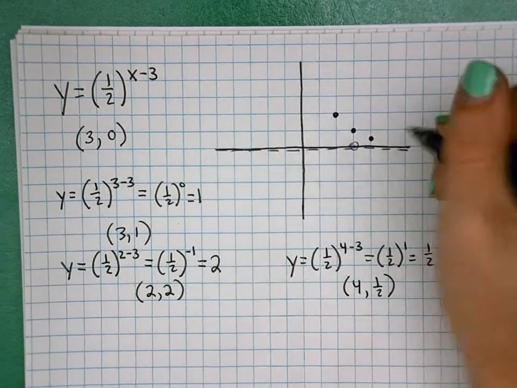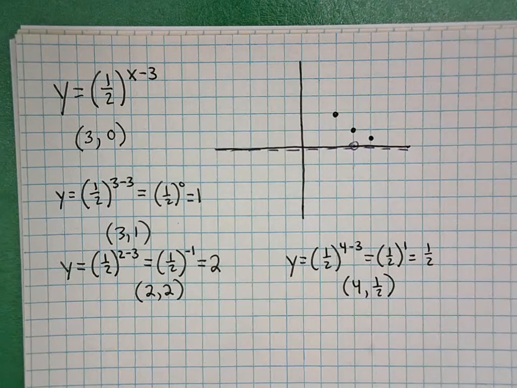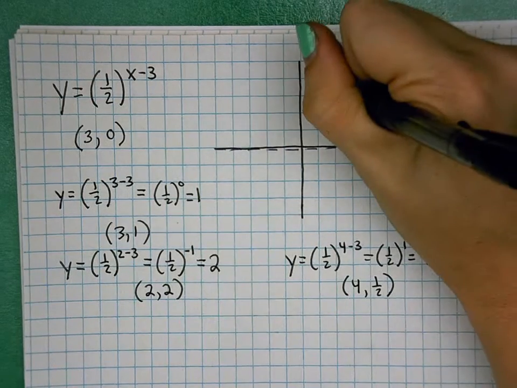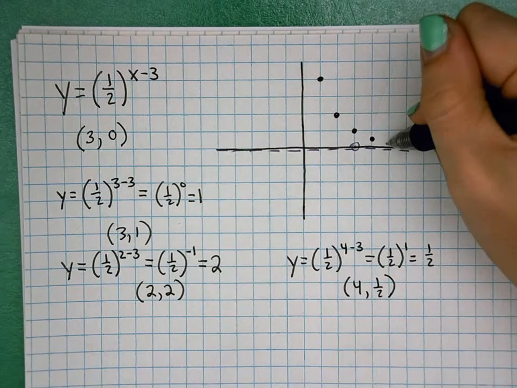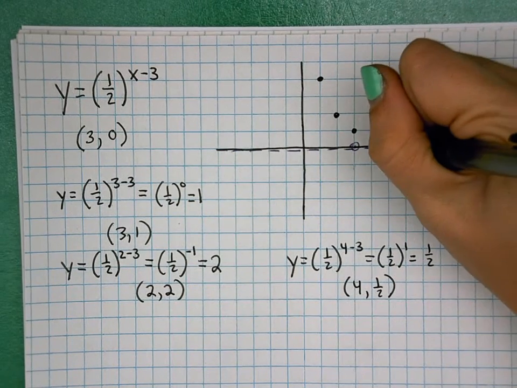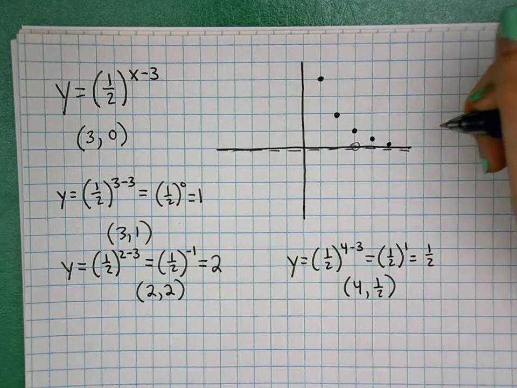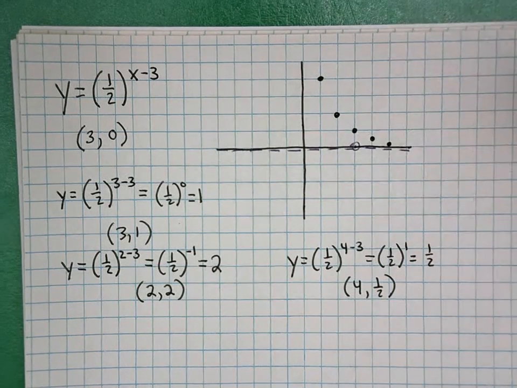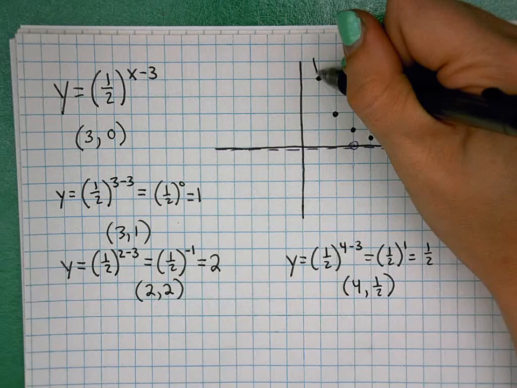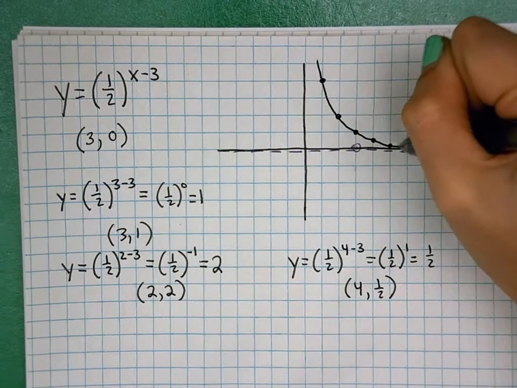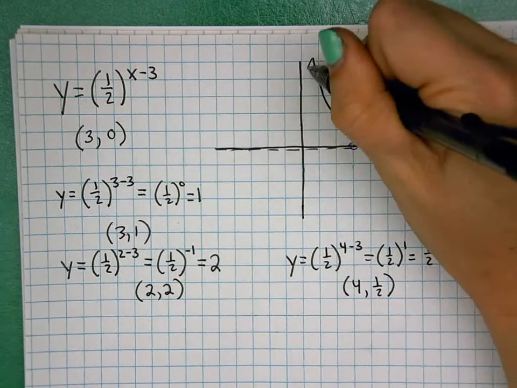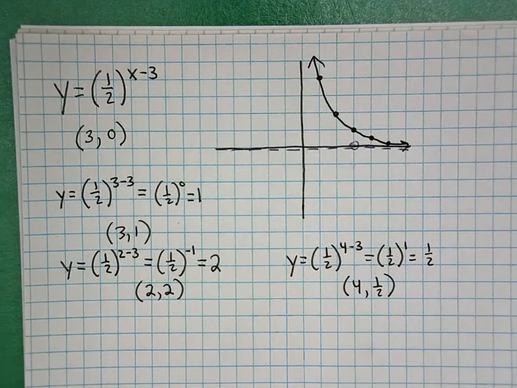And technically speaking, you could still plug in other ones. For example, if you plugged in x equals 1, you'd get y equals 4. Or if you plugged in x equals 5, you'd get y equals 1/4. As long as you have enough to get that sketch of your exponential, you're good to go. There you have it. Okay, next one.